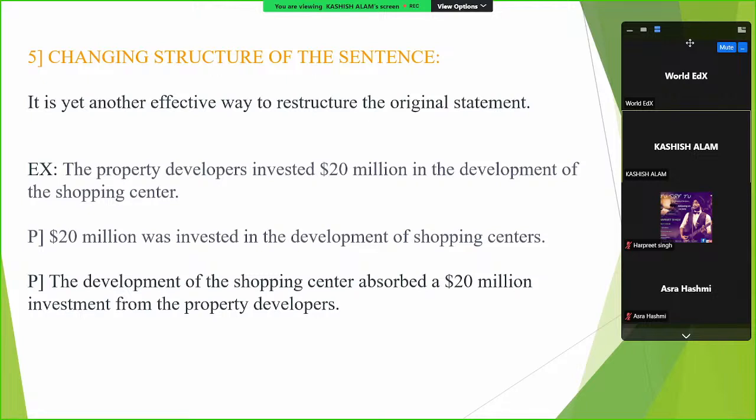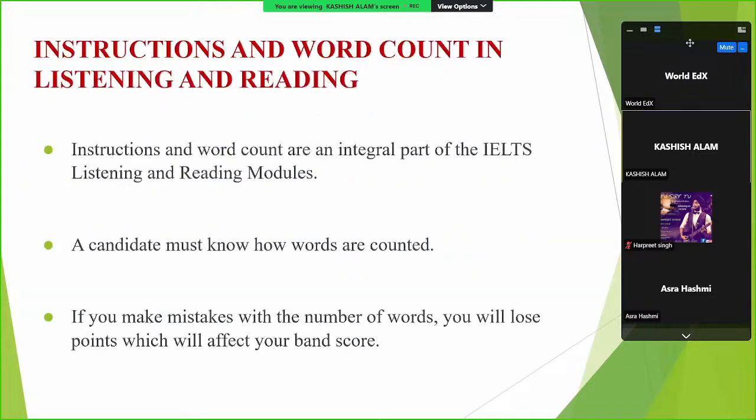Any questions? Asra ma'am, would you like to take it from here?